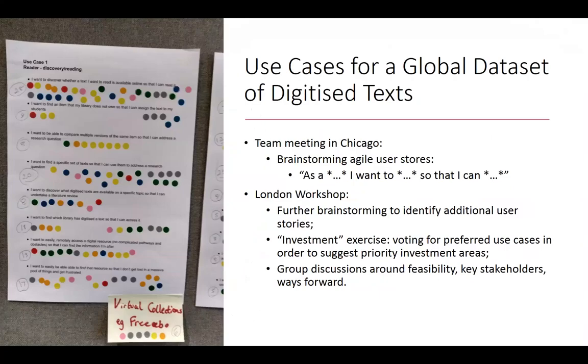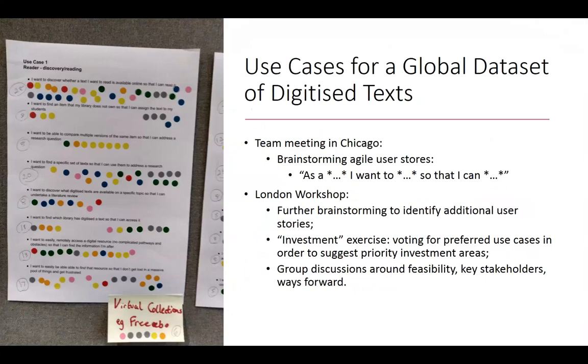And then the second part of the work we've been doing is looking at use cases for digitized texts. At our first team meeting in Chicago, we did a brainstorming session. This is the results of the brainstorming, and the results of the London workshop on the right hand side. We brainstormed agile user stories: as a such and such, I want to do such and such so that I can such and such. We have some examples here, and I've got some on the next slide as well.